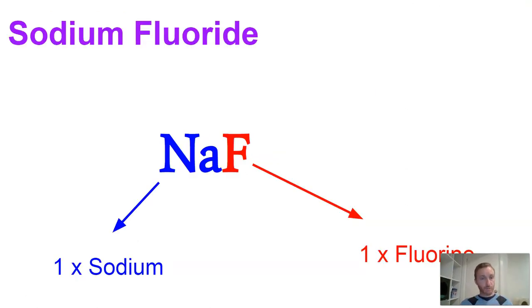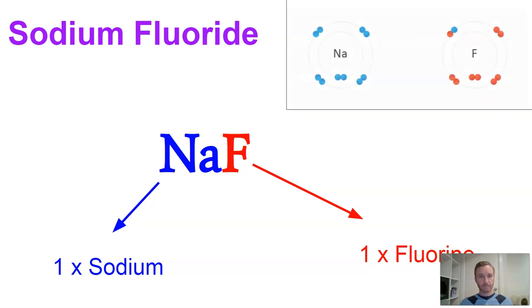Another example would be sodium fluoride. We have the NaF, where we have 1 sodium and 1 fluorine. You're not to go to a periodic table and look for N and then A and then F, because there's only 2 capital letters. That means there's 2 elements essentially.